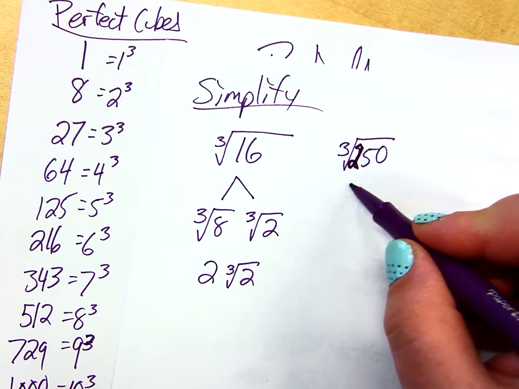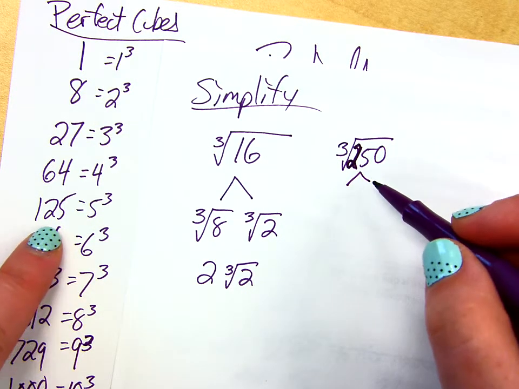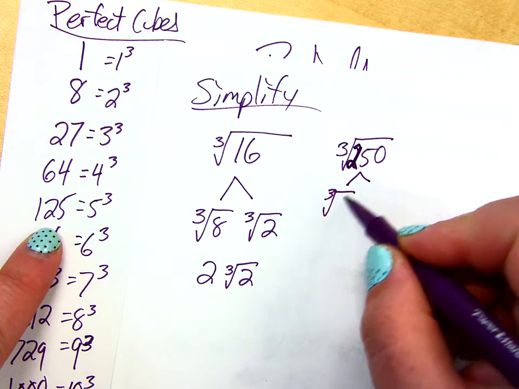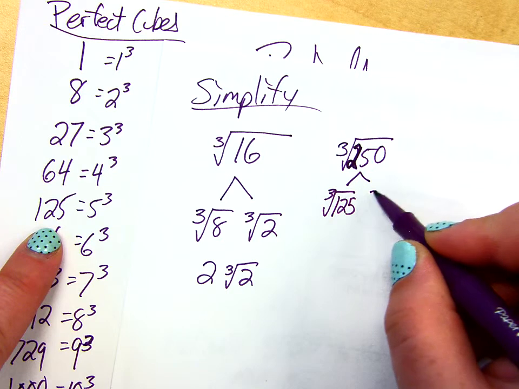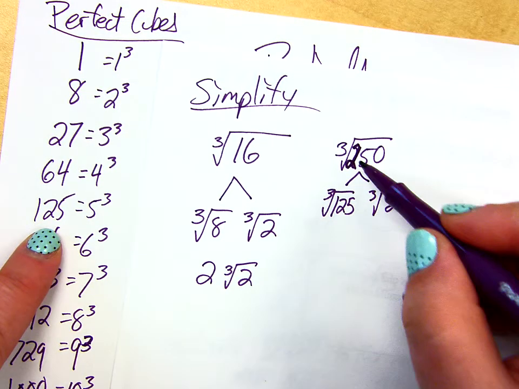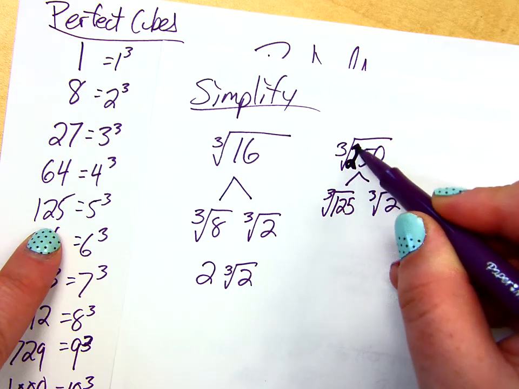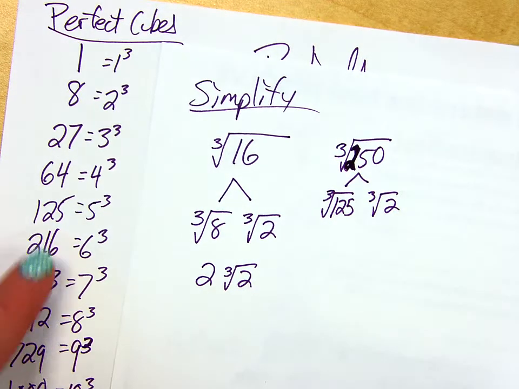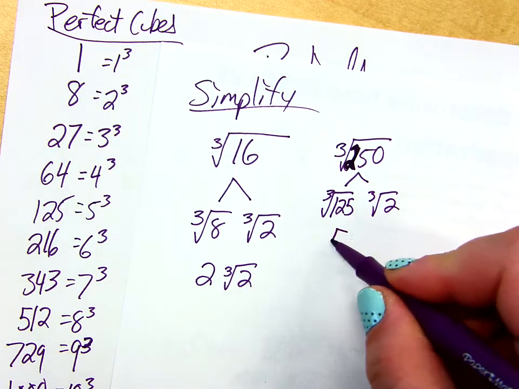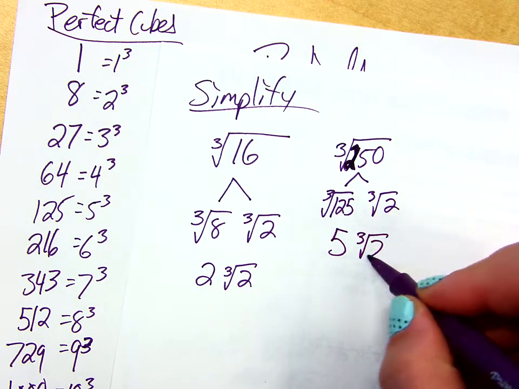Now that you see it's 250, now hopefully you realize, oh, that's just 125 and there's two of them. So I would split that up into the cube root of 125 and the cube root of 2. Right? Because 2 times 125 gets me 250. Oh, silly Miss Savia. What is the cube root of 125? 5. So that's just 5 times the cube root of 2.